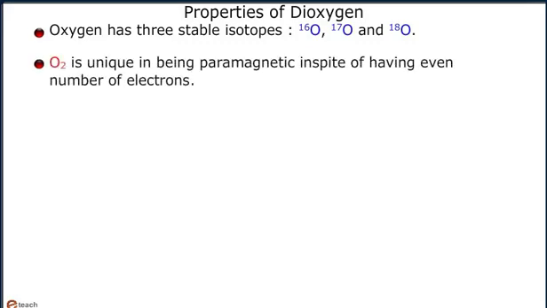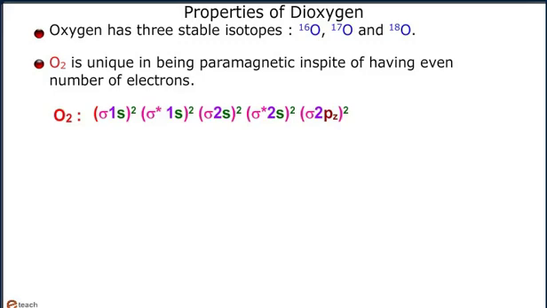O2 is unique in being paramagnetic in spite of having even number of electrons. It is due to the configuration σ1s², σ*1s², σ2s², σ*2s², σ2pz², π2px² equivalent to π2py², π*2px¹ equivalent to π*2py¹.